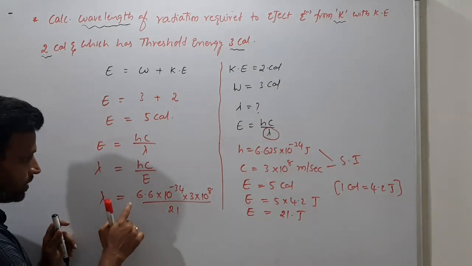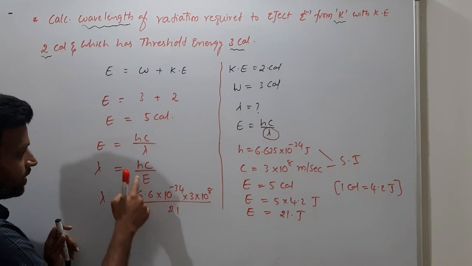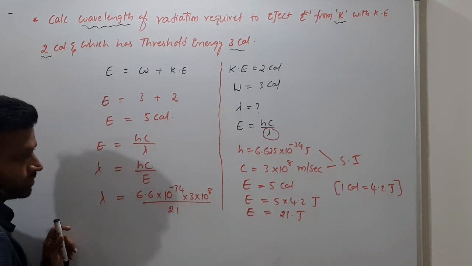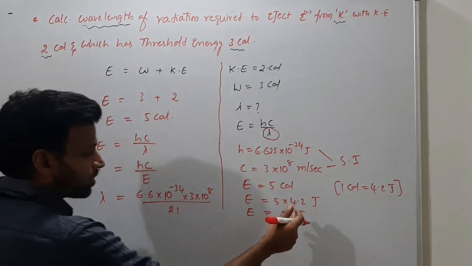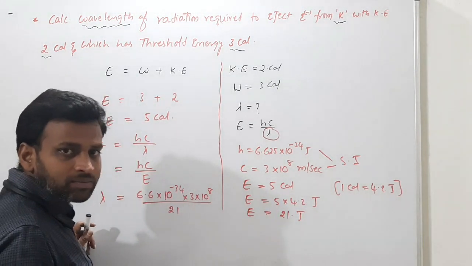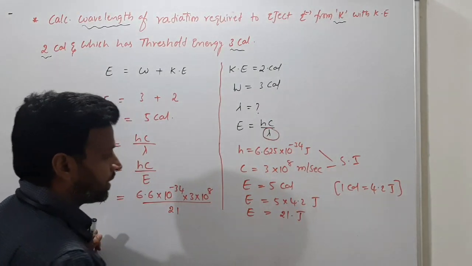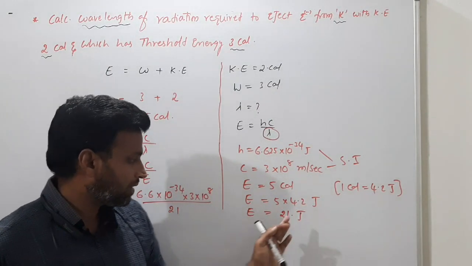Getting what I am saying? What did I do? I substituted the h value, the c value 3 into 10 power 8, and the energy 21. Why is it 21, understood? So approximately I get 4.18 something. But for solving numericals we need some speed, right? So you can take 4.2 approximately and multiply with 5, so around you will have 21.